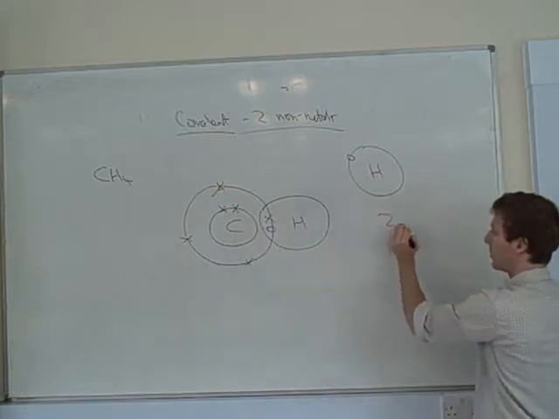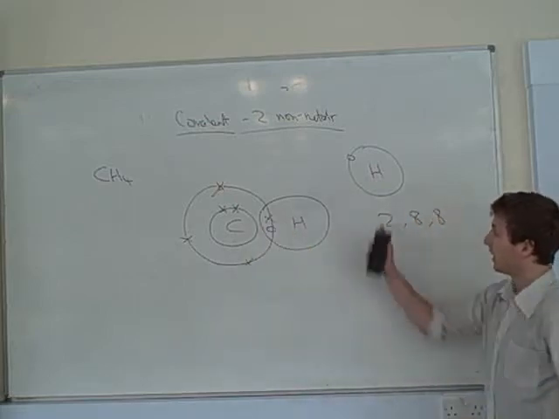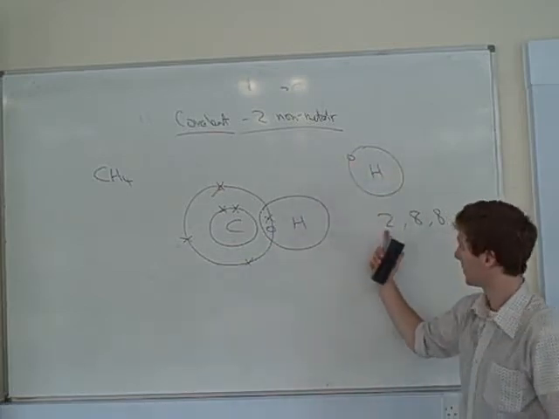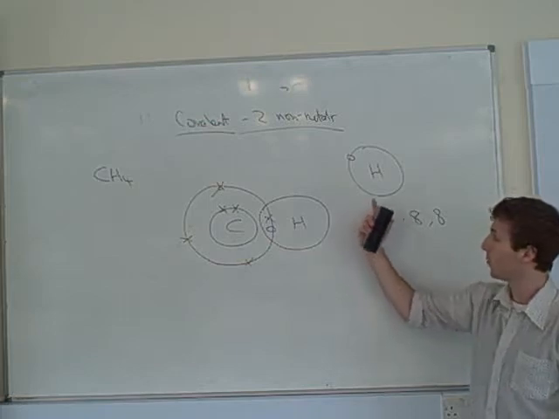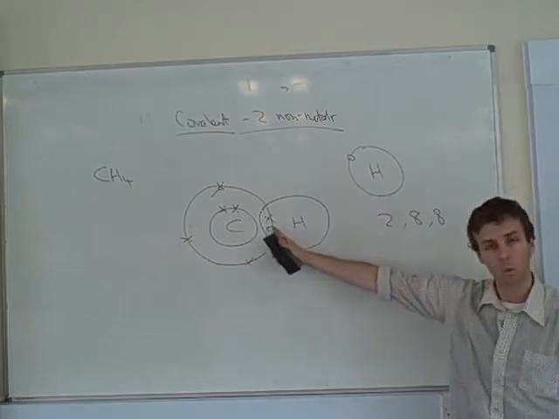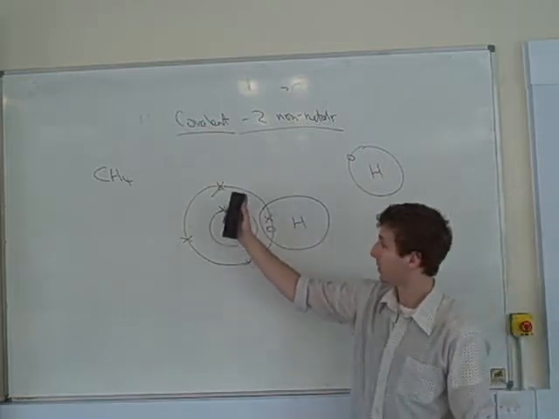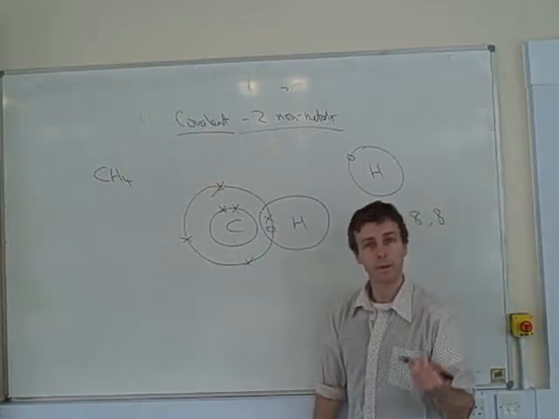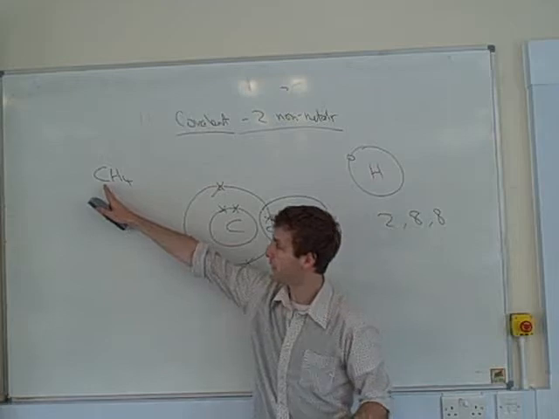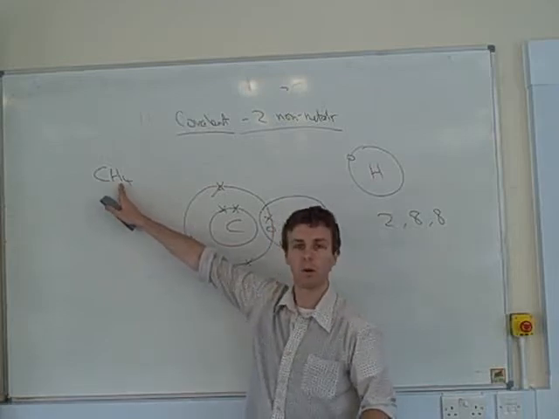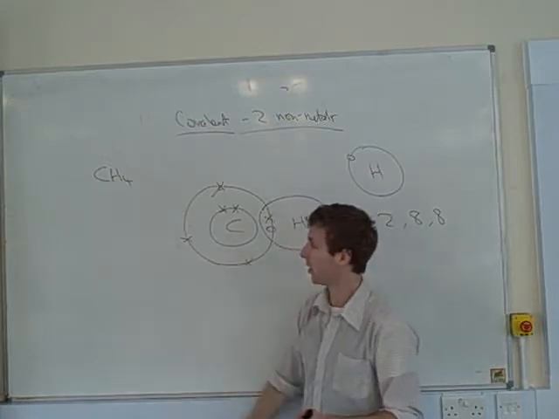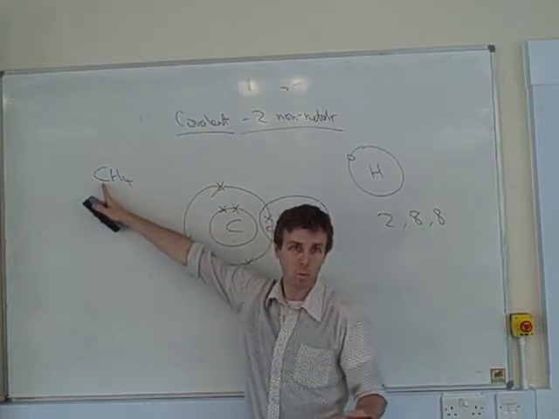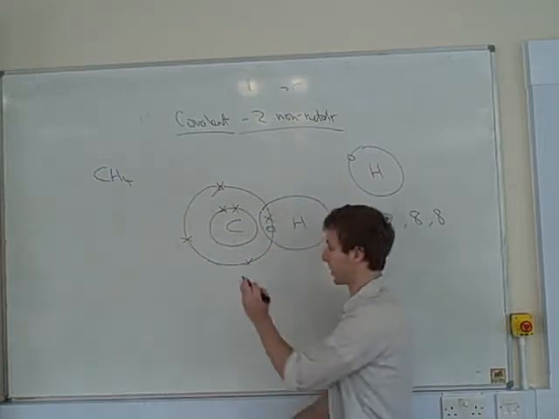So remember the magic numbers, 2, 8, 8. So hydrogen has 1 electron. It needs 2 to be happy, because this is its first shell, so it will make 1 bond. Look, it's making 1 bond. Carbon, we said, has 4 electrons. It needs 4 more to be happy, so it'll make 4 bonds. And that's why the formula is CH4 and not CH, because each hydrogen can make 1 bond, and carbon needs 4 bonds, so it bonds with 4 hydrogens.